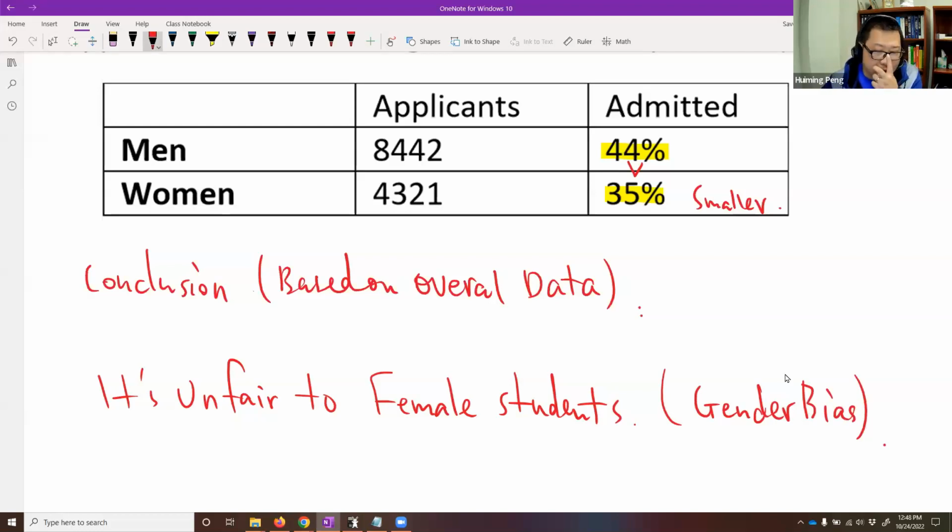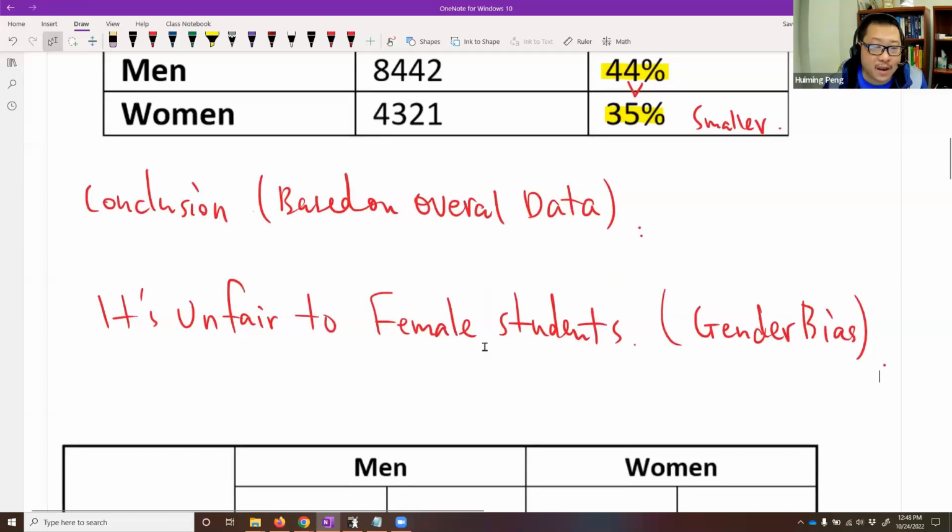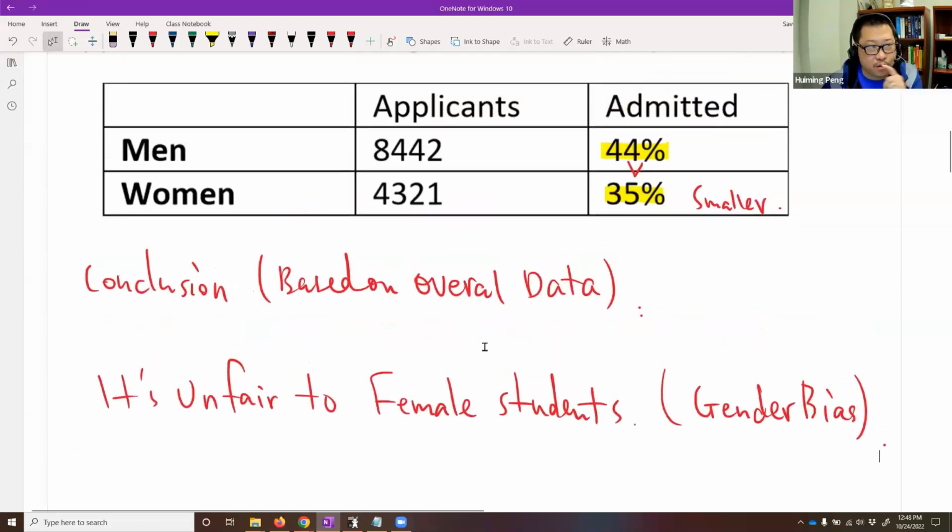Can we make this conclusion? Because 35 is much smaller than 44. Okay. However, we'll look at another. Any question so far for this report?